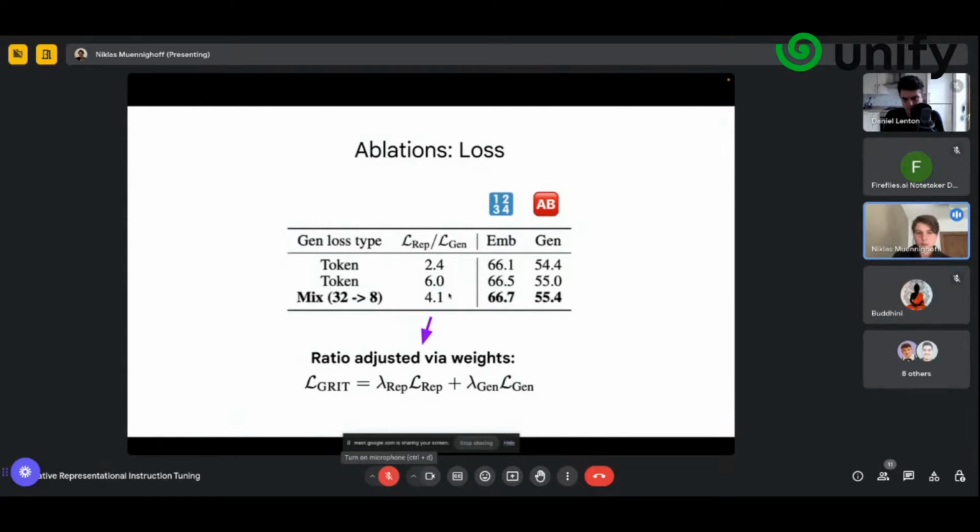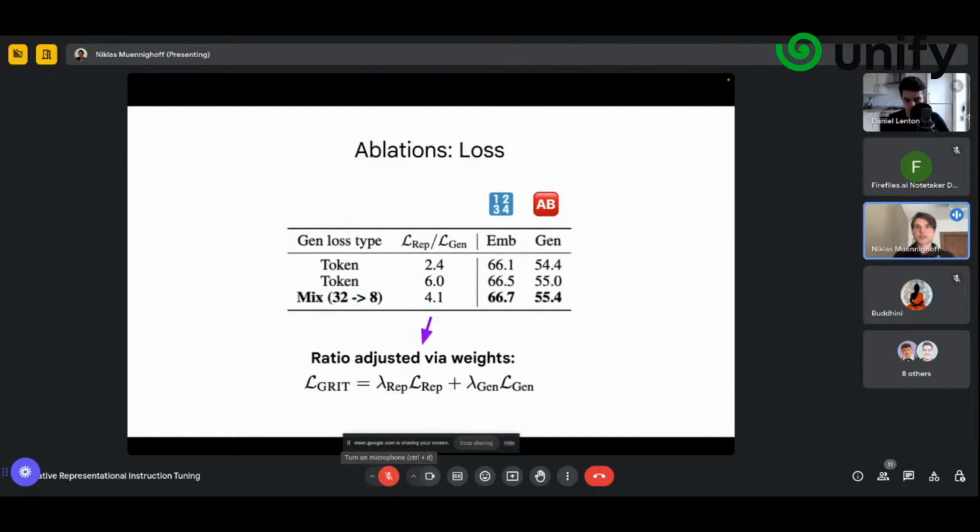And then we find that we get the best performance here at the bottom with a ratio of 4.1 and the type being a mix. So what this refers to is, okay, I see we're out of time, but I can still go through this one, I think. The mix means that we have a mix of token loss and sample loss. Token loss means that each token gets the same weight, whereas sample loss means that every sample gets the same weight.